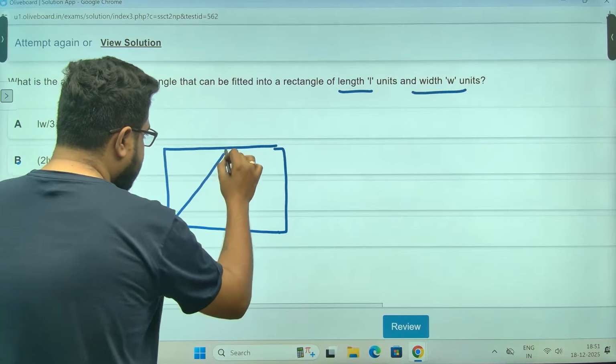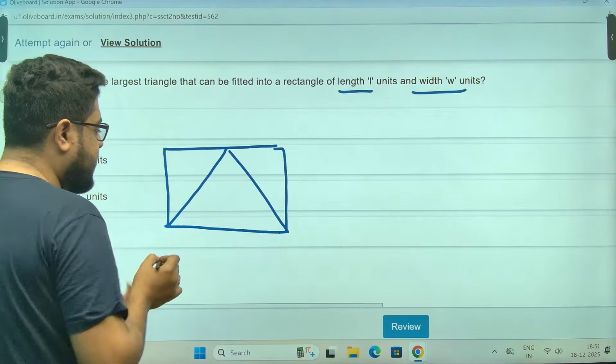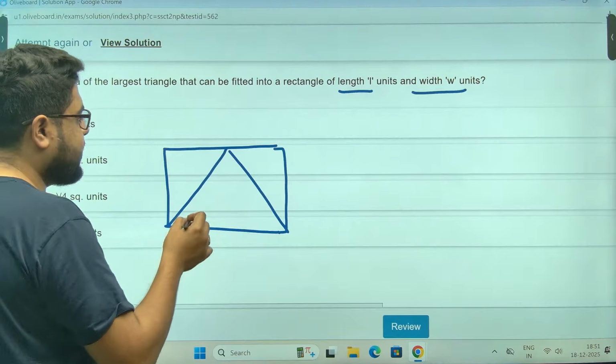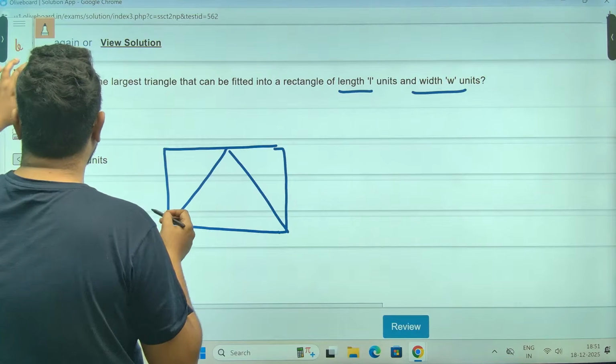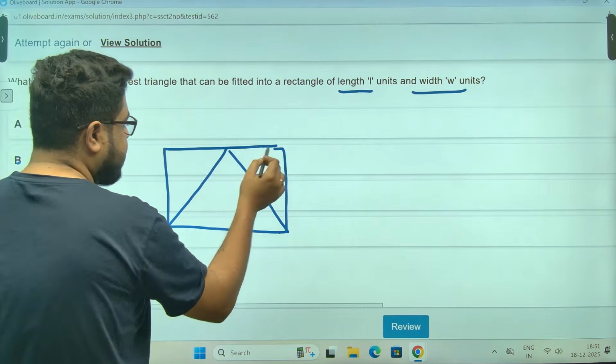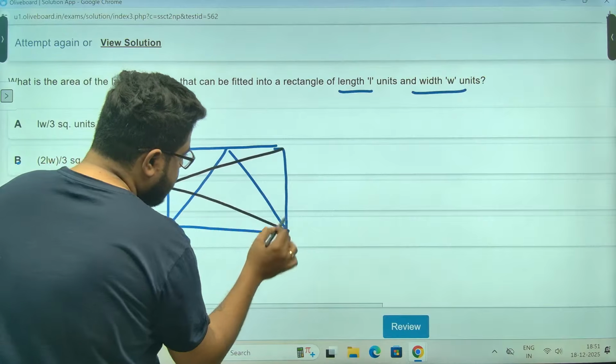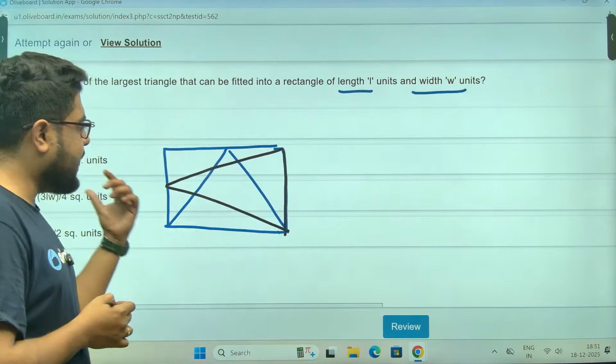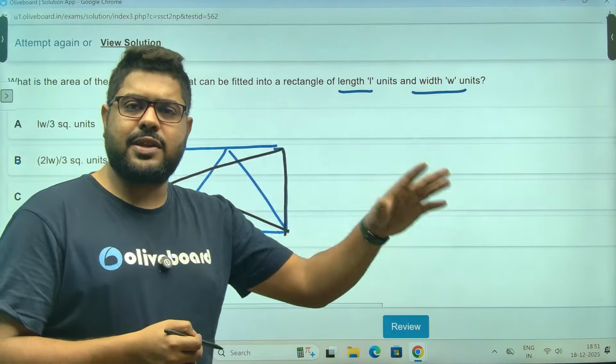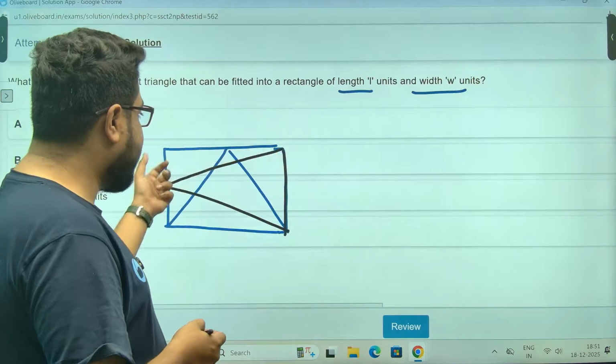Either the length is the base and the height is the width, or you can do it the other way: the width is the base and the length is the height. Both will give you the same area.